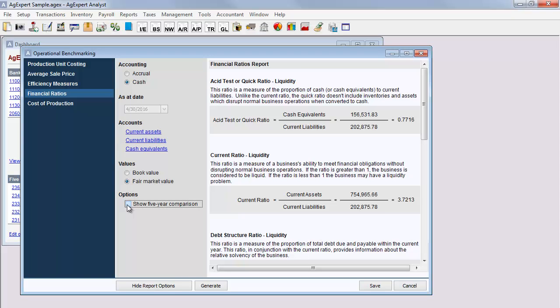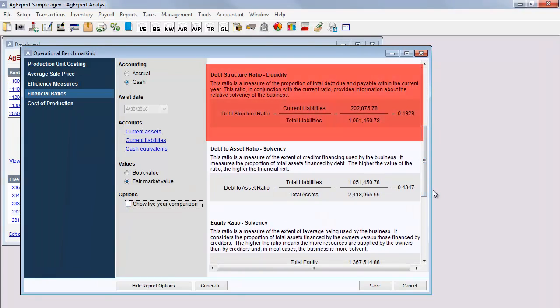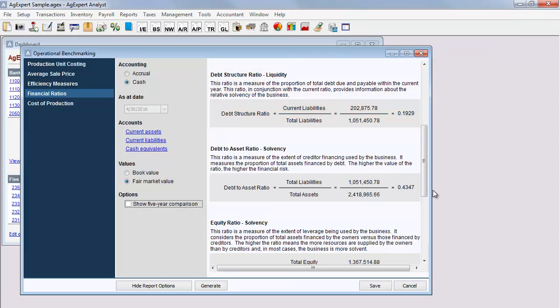The debt structure ratio measures the proportion of total debt due and payable within the current year. A high structure ratio may indicate liquidity problems. In general, any ratio over 0.2 should be looked at. Be careful with this one, as it may be misleading. A business with no long-term debt would have a poor ratio, as the majority of the debt would be short-term.